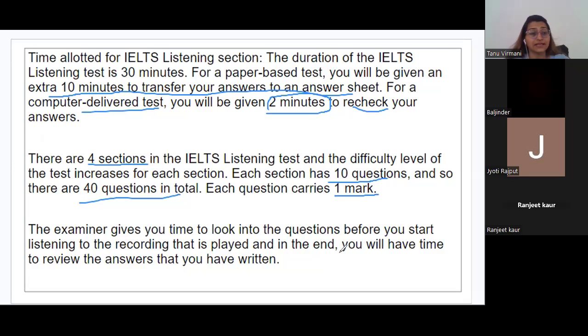And once section 1 is complete, they give you some time. You have some time to check your answers. So at the end of the section and in the beginning also, they give you some time.